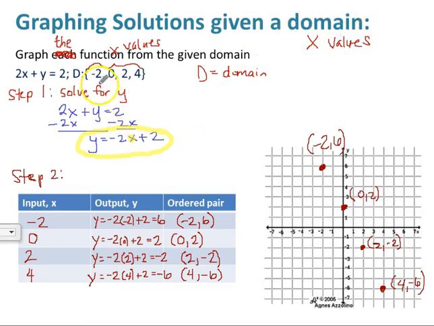So there are my steps. First step, solve for y. Get your equation in y equals form so that when you substitute your input for x, we can really quickly solve and find out what our y is. Then we put our input and our output together in an ordered pair, and then we plotted all of them. I'm going to go on to the next slide, so if you need more time here, go ahead and click pause.